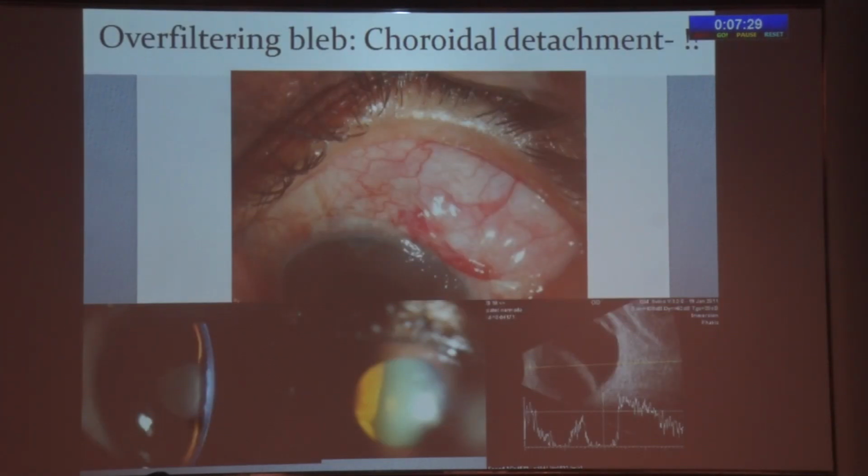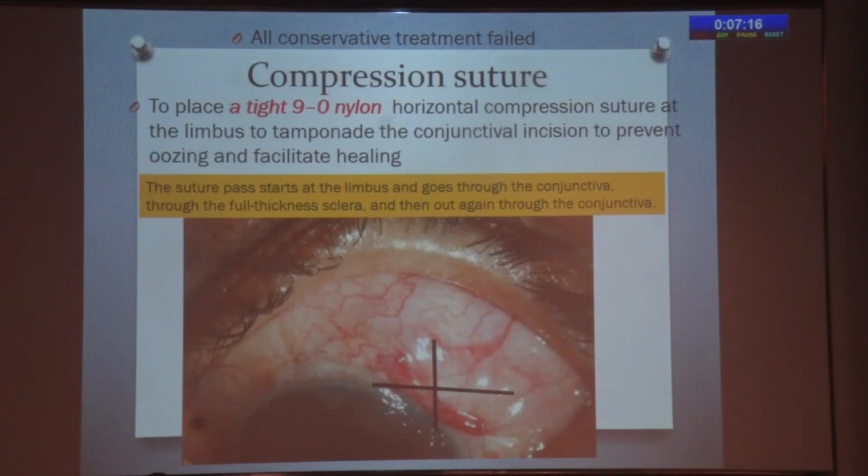Conservative management in form of steroid and atropinization was done. You can see the large overfiltering bleb, shallow chamber, cataractous changes are coming up, and the huge corneal folds even seen on the slit lamp. So conservative management failed in this patient. So we took the compression suture.